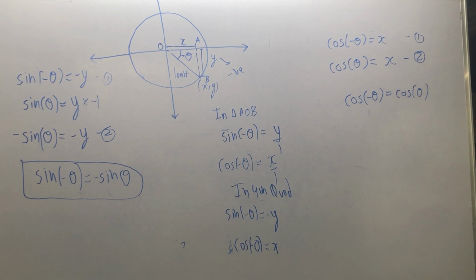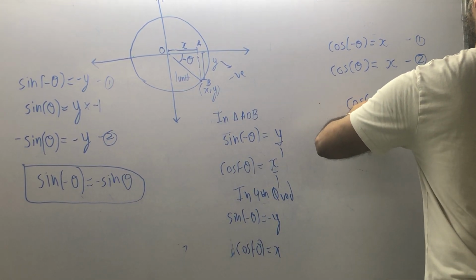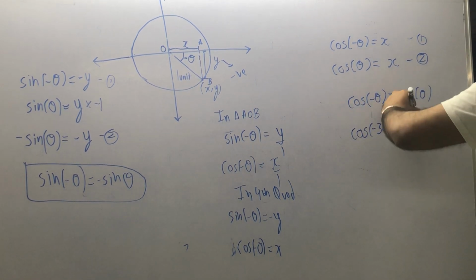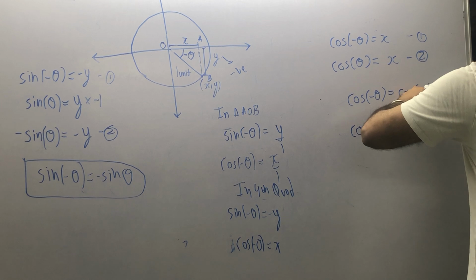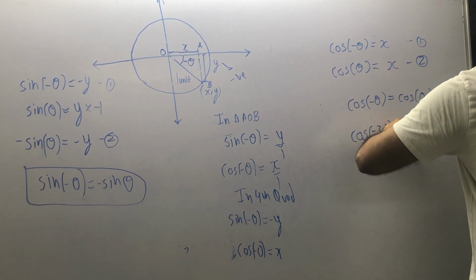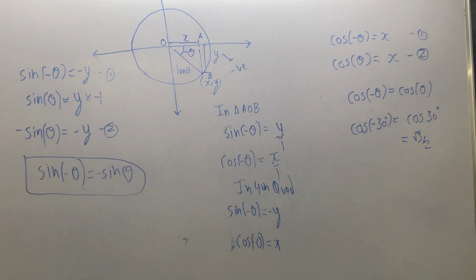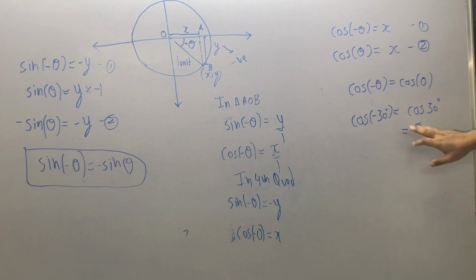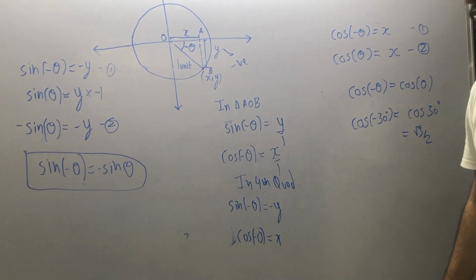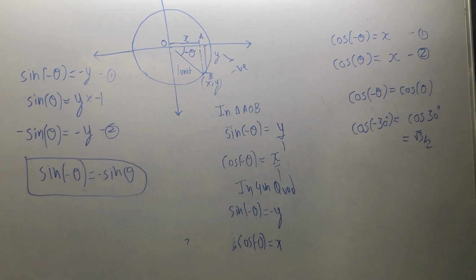Okay, I will give you an example. Say they ask you cos of minus 30. So how will you solve this? You will simply write cos of minus 30 will be equal to simply cos 30, and cos 30 is equal to root 3 by 2. So the negative sign has no effect on the value of cos. It remains the same, with the same sign as the positive angle. This is a very important property.